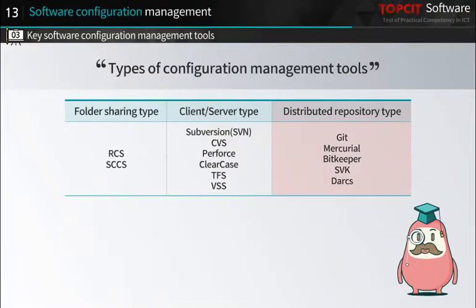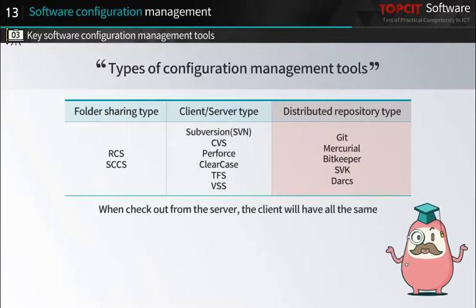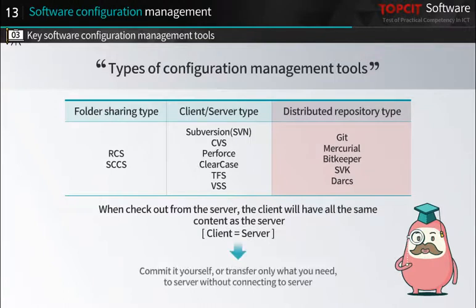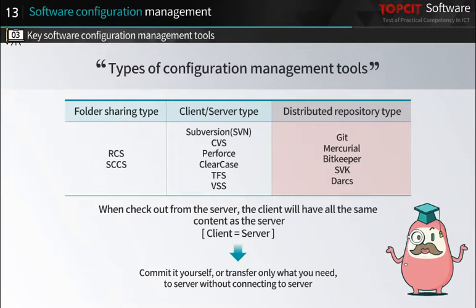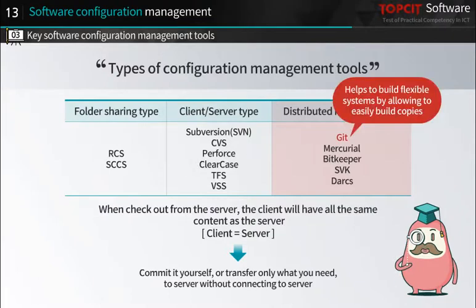Distributed repository tools appeared as a way to overcome this. When you check out from the server, the client will have all the same content as the server. That is, the client can be a server. If you build a copy of the server on your local machine, you can commit by yourself, or transfer only what you need to the server without connecting to the server. Typically, Git helps you build flexible systems by allowing you to easily build copies on a local machine.